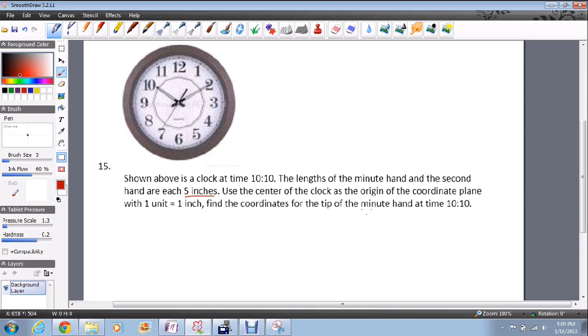Find the coordinates for the tip of the minute hand. So find the coordinates for the tip of the minute hand at time 10:10. So basically we're just trying to figure out, okay, what is this coordinate right here, if we were to imagine that this is our coordinate plane.